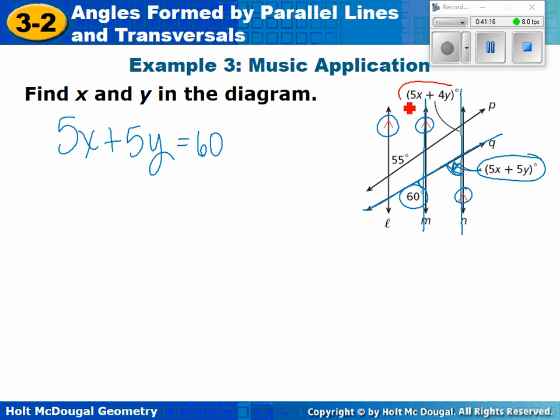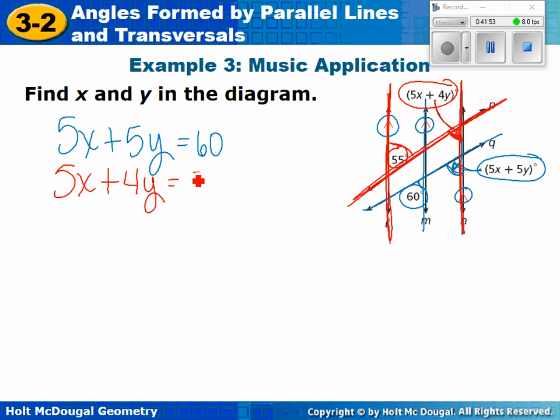We've got this angle pointing right here that's made with this line. And then we have this other angle over here that's made by this line. And what transversal do they use? P. So again, sometimes it helps to highlight or color in just what you're looking at. So I'm pointing to this angle right here and this angle right here. What kind of angles are those? Alternate interior. And what do we know about alternate interior angles? They're congruent if the lines are parallel, which these are. So now we can say 5x plus 4y equals 55.